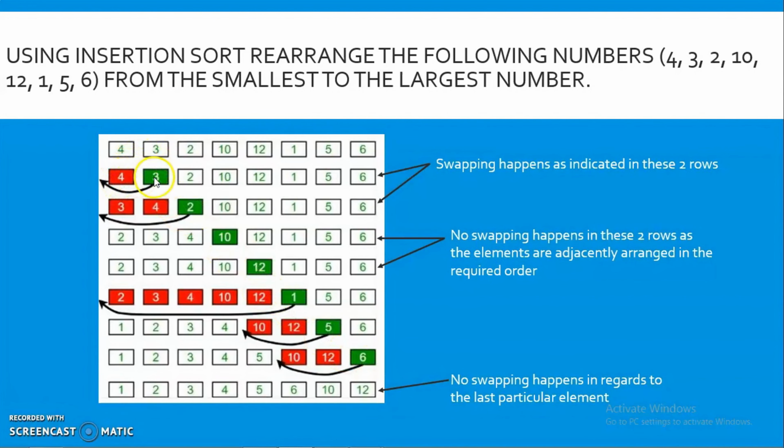As you can see, we started with 4 and 3. We moved 3. Then came to 2, moved 2. Then didn't move. What follows was 12. 12 also didn't move. What followed was 1. 1 moved to the beginning. We then came to 5. 5 moved between 4 and 10. And then the last element, which is 6. 6 moved to between 5 and 10. When we now come to this row, no swapping happens. So because no swapping has happened, it marks the end of our insertion sort. That marks the end of the insertion sort when no swapping happens at the last element.